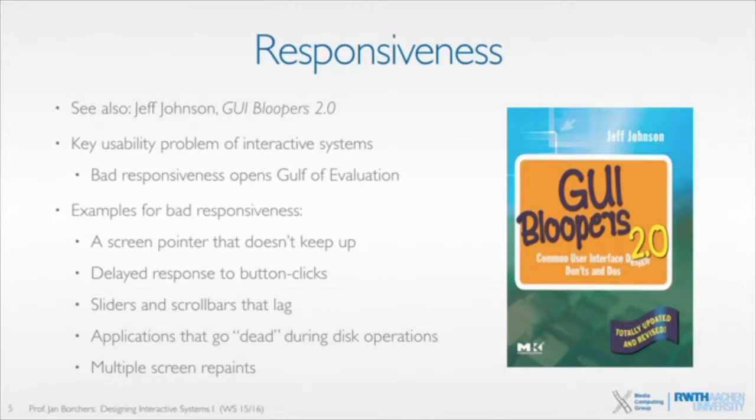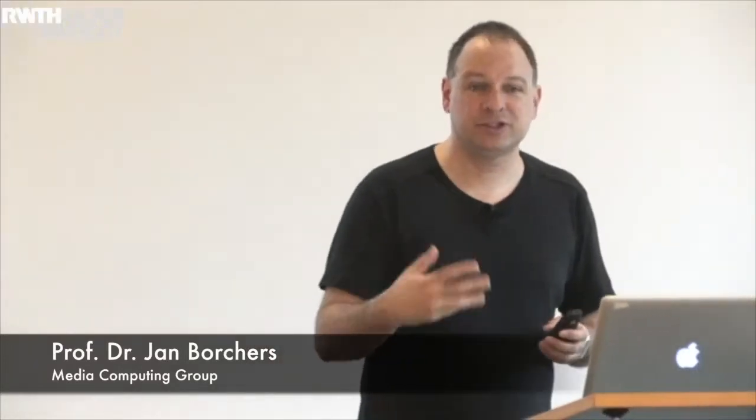And in that, he has a very insightful section on responsiveness. Responsiveness basically means how fast an interface reacts to what the user is doing. And it's not to be confused with performance. We'll get to that in a minute. But it is a big problem in interactive systems because if an interface isn't responsive, if it doesn't give you feedback on what's happening in a timely fashion, you open up the gulf of evaluation that Norman talked about.